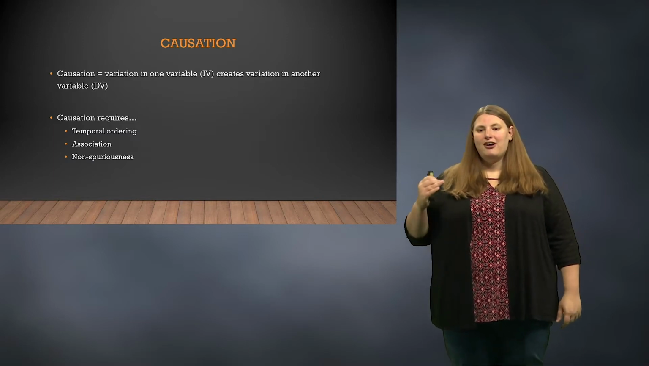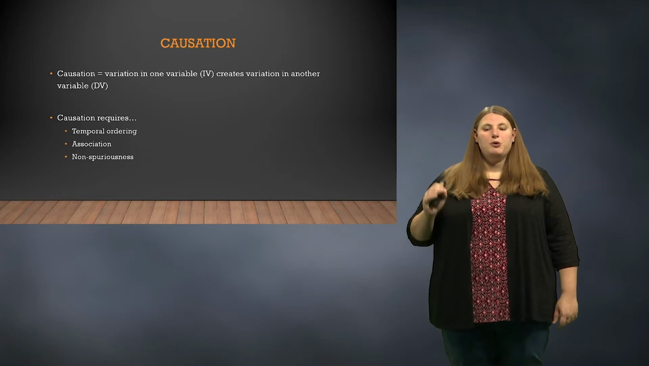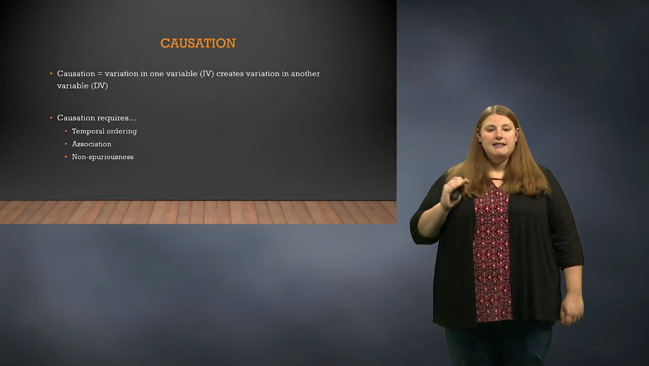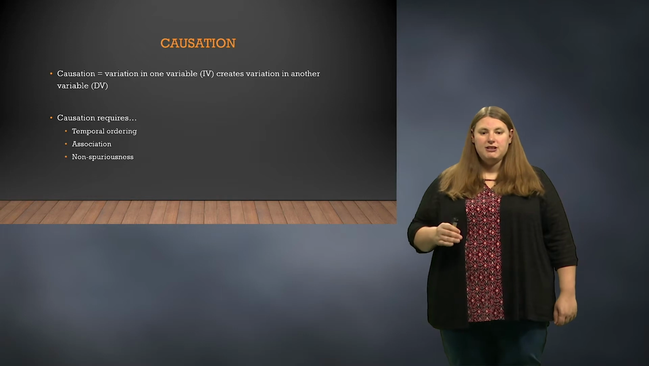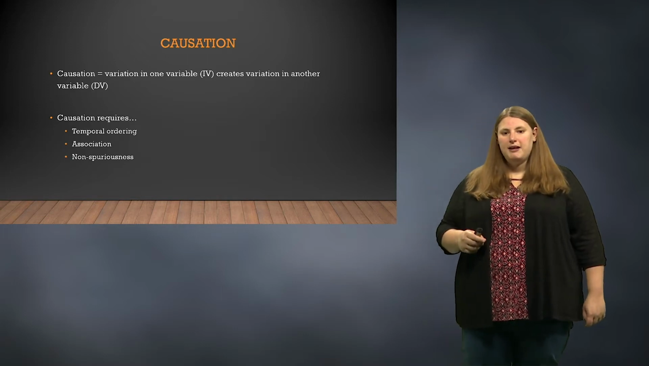The problem is that causation is a difficult determination. Causation statements require three major things: temporal ordering, association, and non-spurious relationships. Let's discuss what those terms mean in more depth.